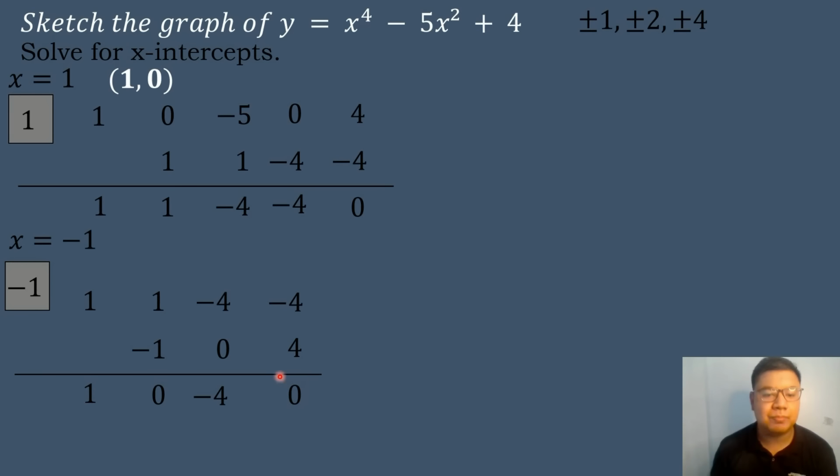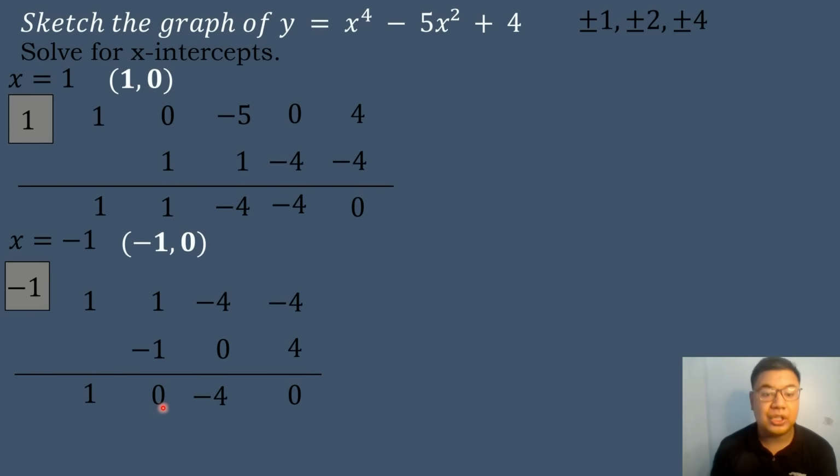So if the value of the remainder is equal to 0, then negative 1 is one of the x-intercepts of the polynomial function. So the second coordinate is equal to negative 1, 0. By the way, in this polynomial function, we will have 4 x-intercepts because the highest degree of the polynomial is equal to 4. So therefore, there are 4 roots or 4 x-intercepts.